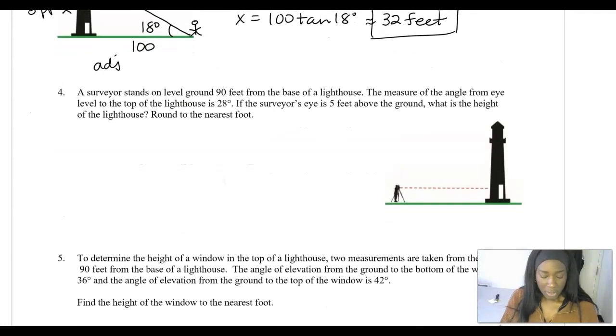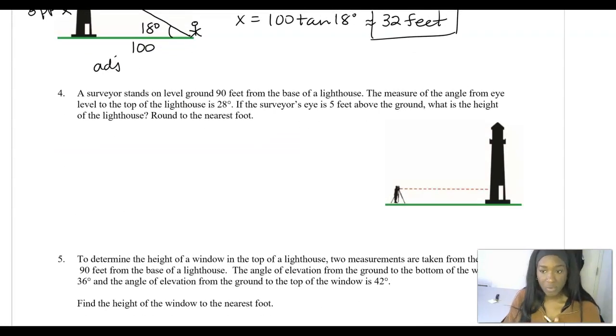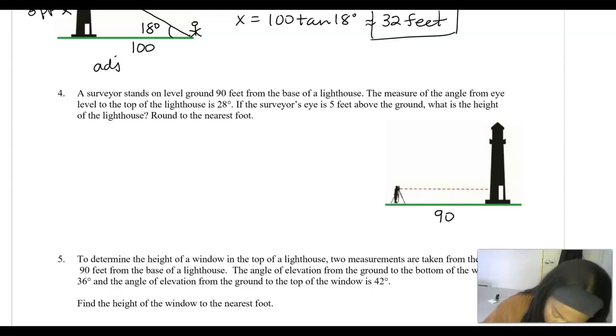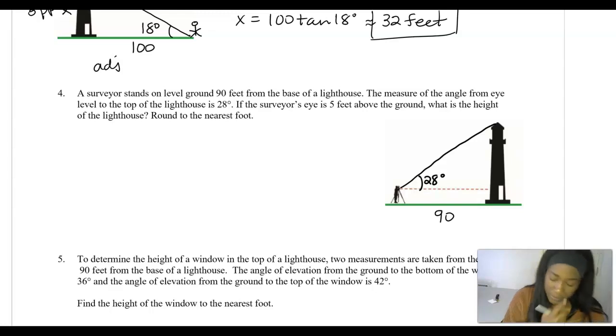Example 4 is very similar, but a little bit different, because this time the surveyor is standing on the ground again, but he is 90 feet from the base of the lighthouse, and the angle measured from eye level to the top of the lighthouse is 28 degrees. They go on to tell us that his eye is 5 feet above the ground. So this vertical distance here is 5 feet above the ground, and they're asking us for the height of the lighthouse.